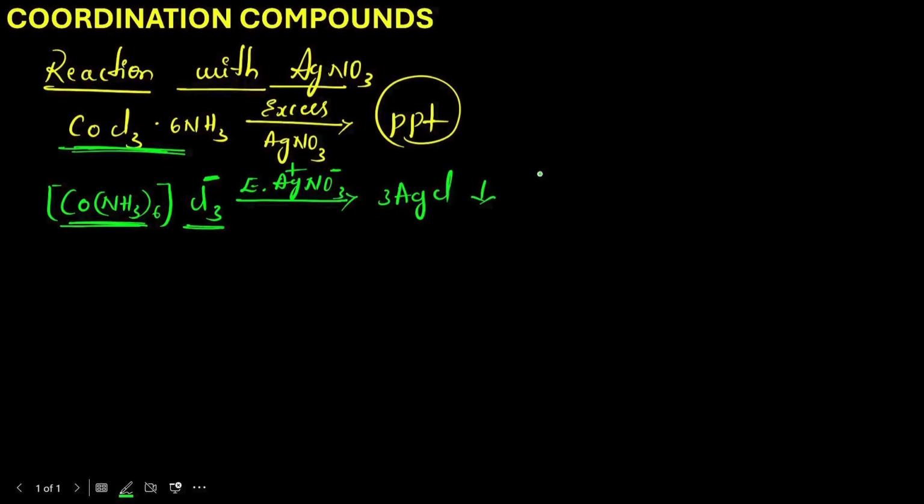Now if you measure the molecular weight of AgCl, what is it? It is 143.5.